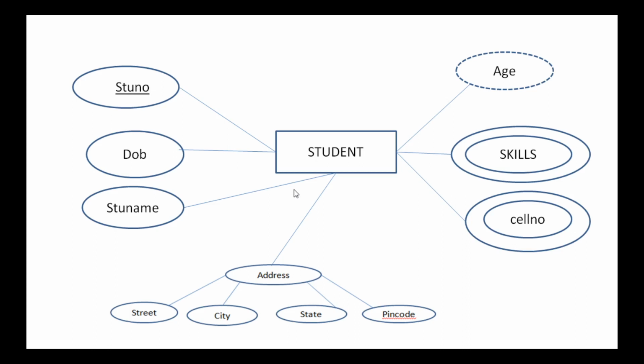In that student entity, age is represented by a dashed ellipse. Why? Because it's a derived attribute. And here the skills and cell phone numbers. Skill is a multi-valued attribute. Why? Because it contains several values. And also cell phone numbers. A person may have many cell phone numbers, that's why it is also called a multi-valued attribute. And coming to address, address is a composite attribute which can be further subdivided into street, city, state and pin code attributes.